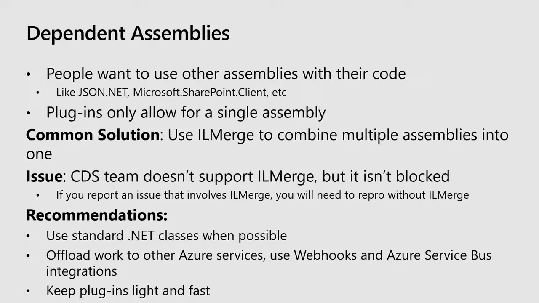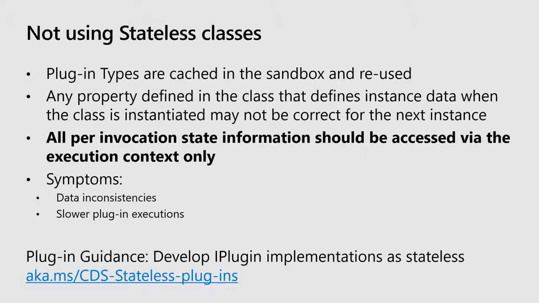So the recommendations are, for example, there are alternatives to JSON.NET so that you don't have to include the assembly. There are some standard .NET classes that allow you to do that. If you have work that really depends on an external assembly, offload those to Azure services, use webhooks or Azure Service Bus. Get that to be processed someplace where you're free to use those assemblies with no problem, and just try and keep your plugins light and fast.